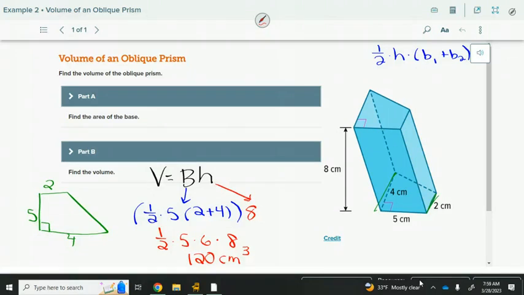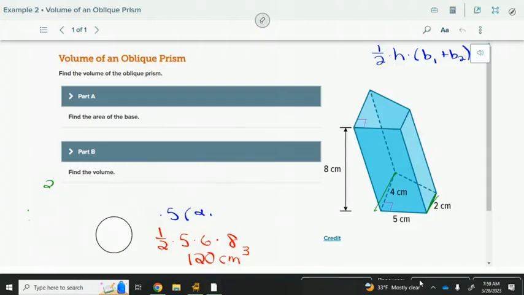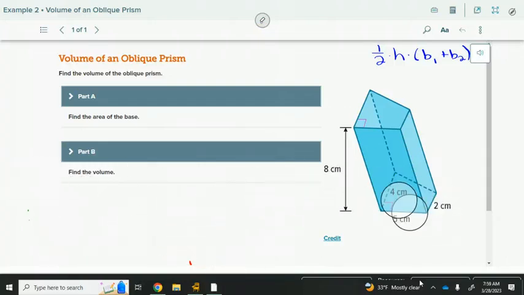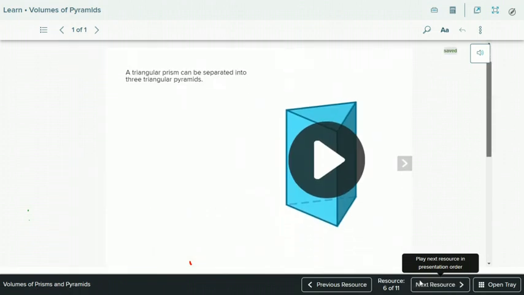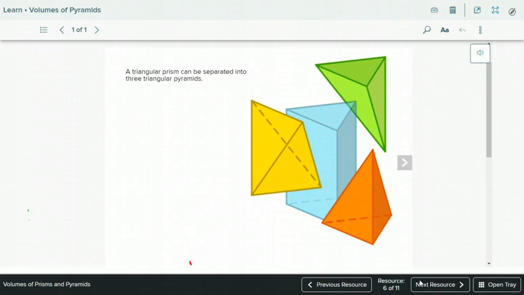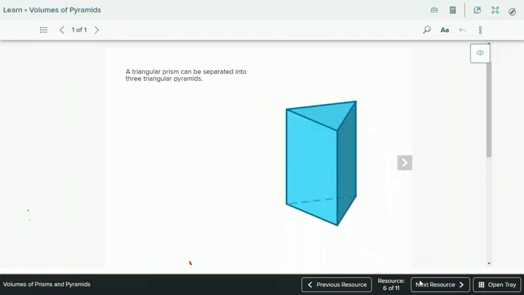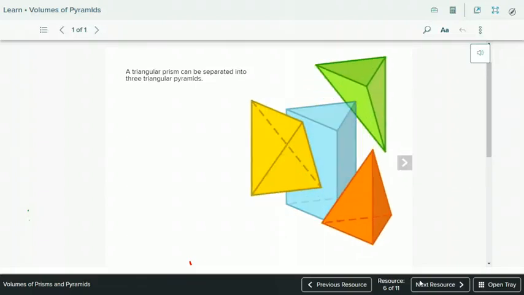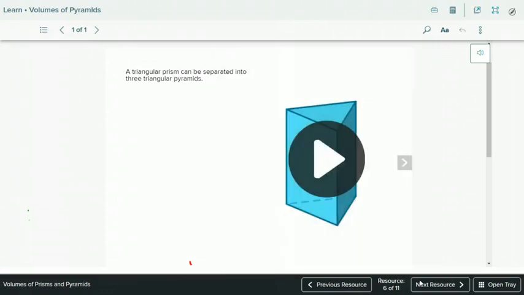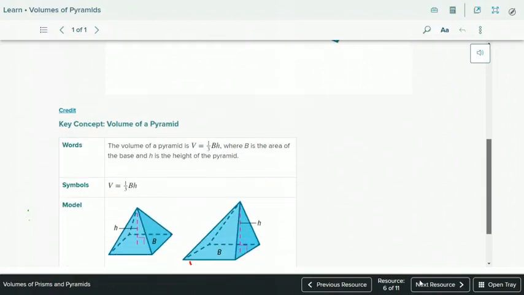Okay, next up, we're going to get a pyramid in the mix and talk about a pyramid. Let me show you this little clip so you'll understand where the formula is coming through. So that blue shape is a prism, and they're breaking it up into pyramids. So in every prism, you can break it into 3 pyramids. And that's going to explain our formula here in a second.